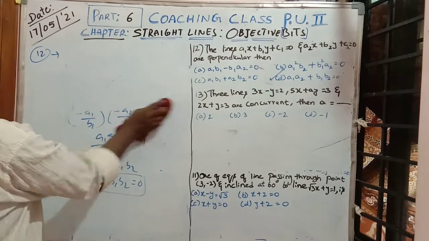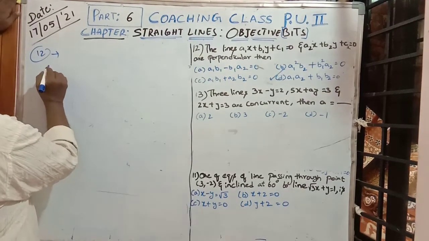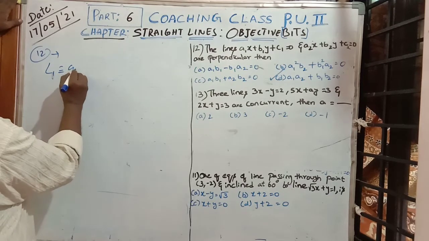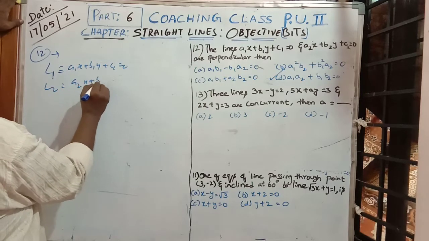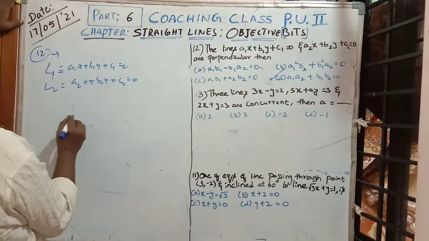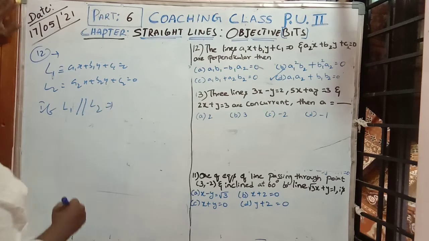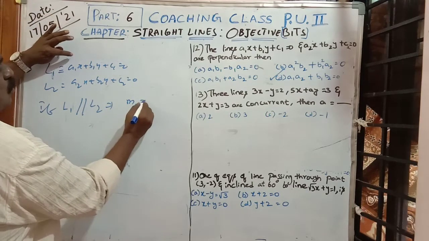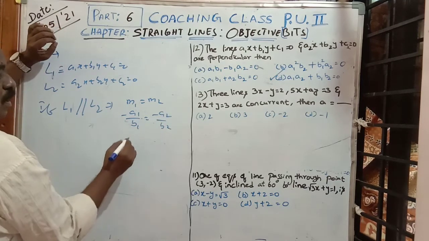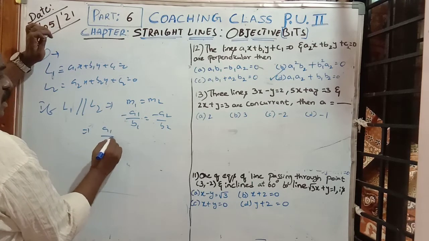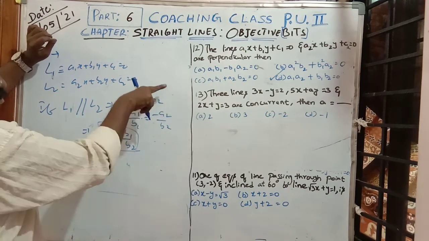I will give some extra information about these lines. Please observe me. L1 is A1x plus B1y plus C1 is equal to 0. L2 is A2x plus B2y plus C2 is equal to 0. If L1 is parallel to L2, that means slopes m1 is equal to m2, so minus A1 by B1 is equal to minus A2 by B2. Minus minus plus, A1 by A2 is equal to B1 by B2.